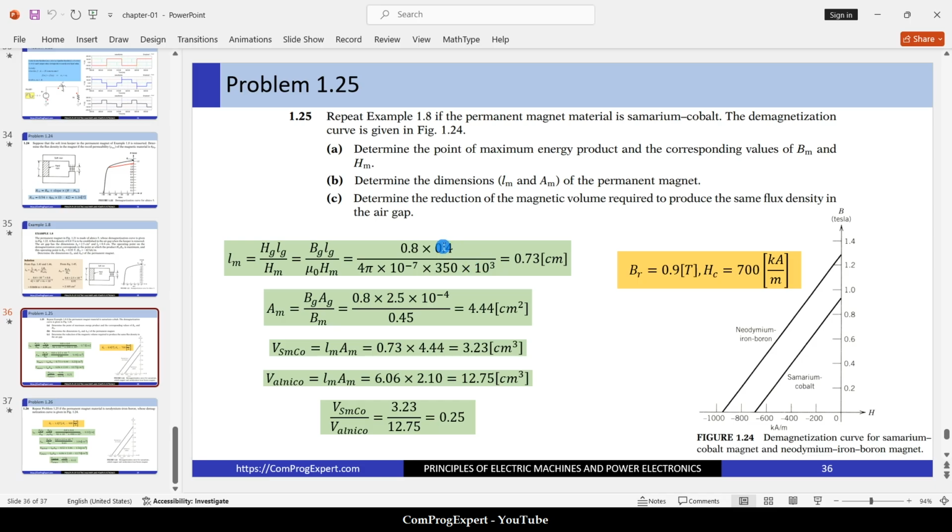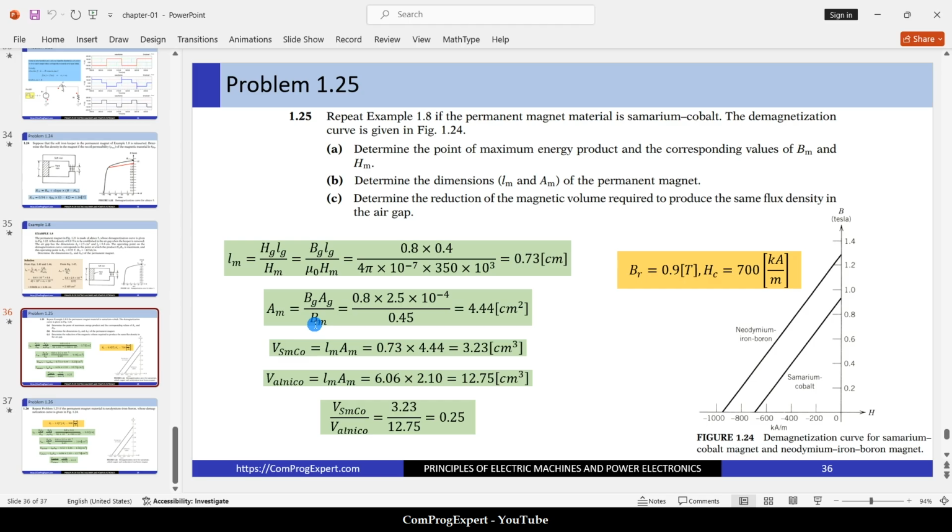The unit of the air gap here is centimeter, no problem, because we are going to calculate the length of the magnet also in centimeter. So the length of the magnet will be equal to 0.73 centimeter. What about the cross-section area? We use this equation, neglecting leakage flux.